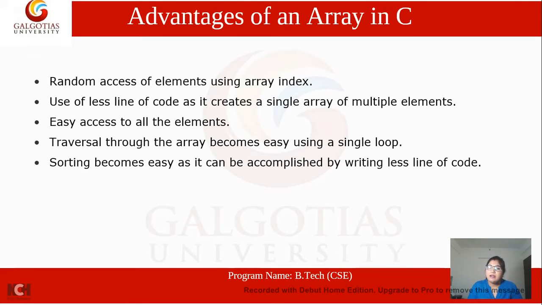Starting with the advantages of an array, the first important advantage is that random access of elements using the array index is possible. That means if you want to access the fourth element, you only have to use the index value and you can directly get the fourth element. Okay, so this is called random access. You need not follow any kind of sequence to reach the fourth element.